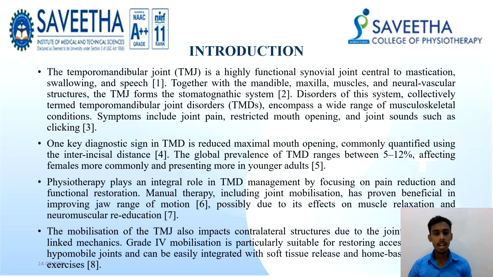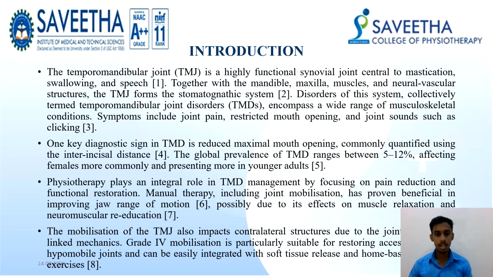One key diagnostic sign in TMD is reduced maximal mouth opening. That is, the range of mouth opening will be reduced, commonly quantified using the interincisal distance, that is the distance between the upper incisor and lower incisor teeth. The global prevalence of TMD ranges between 5 to 12%, affecting females more commonly and presenting more in younger adults.